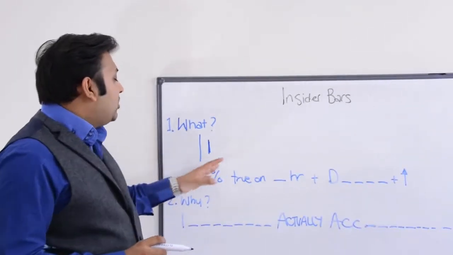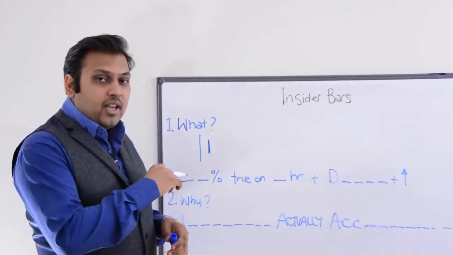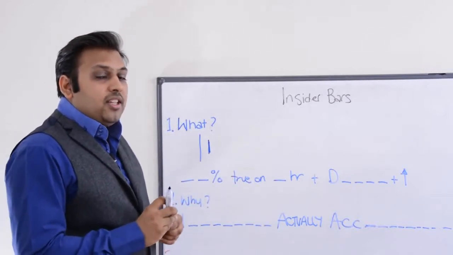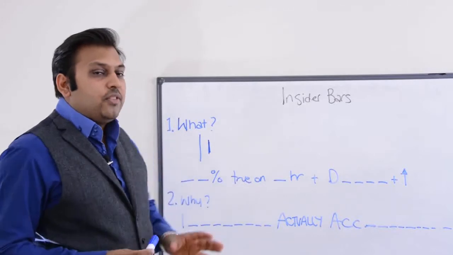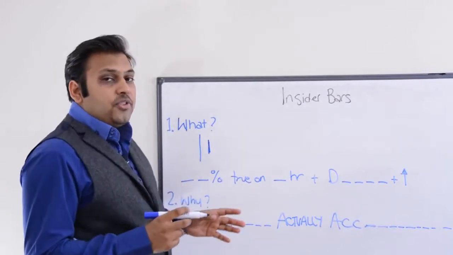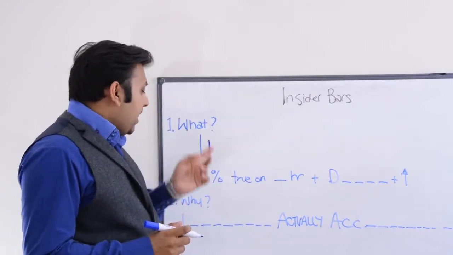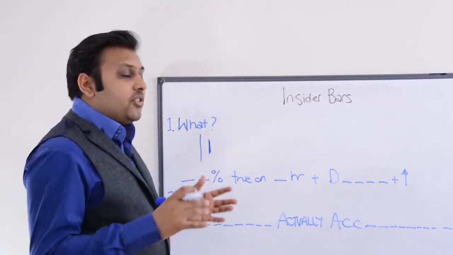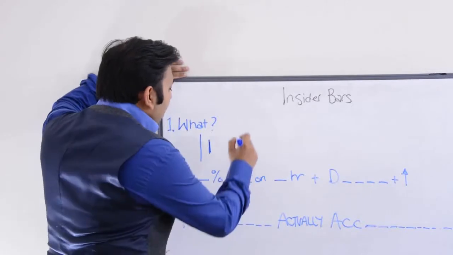Now, you may have noticed that I haven't drawn on the opens and the closes on these bars just here. That's because at this point, the opens and closes are not really relevant. Even if I were to draw on the opens and closes, it would make no difference whatsoever here, because insider bars are defined primarily by their range.